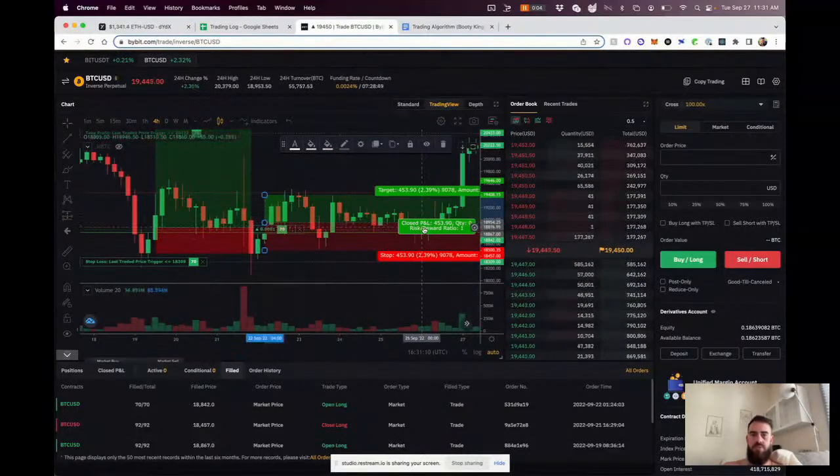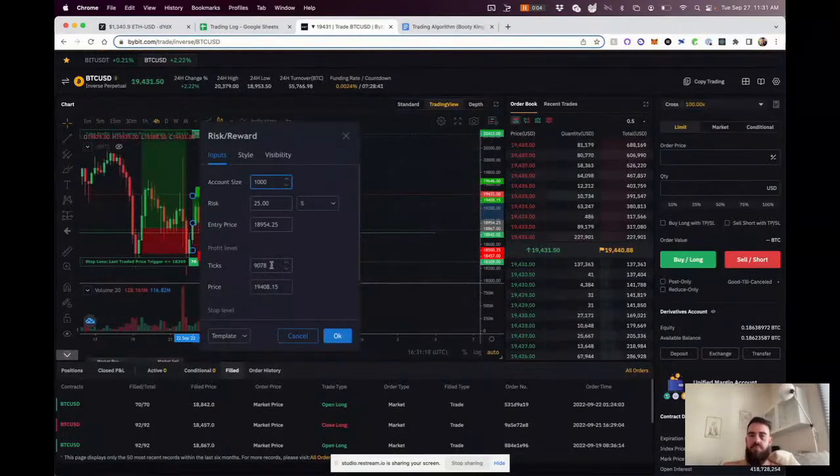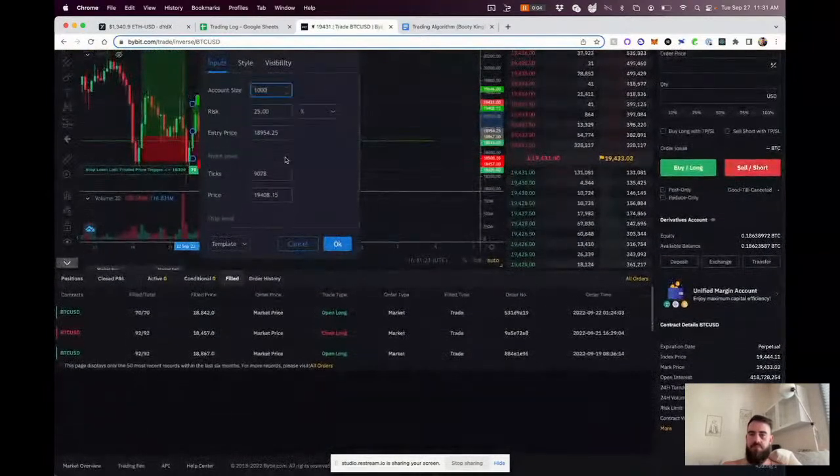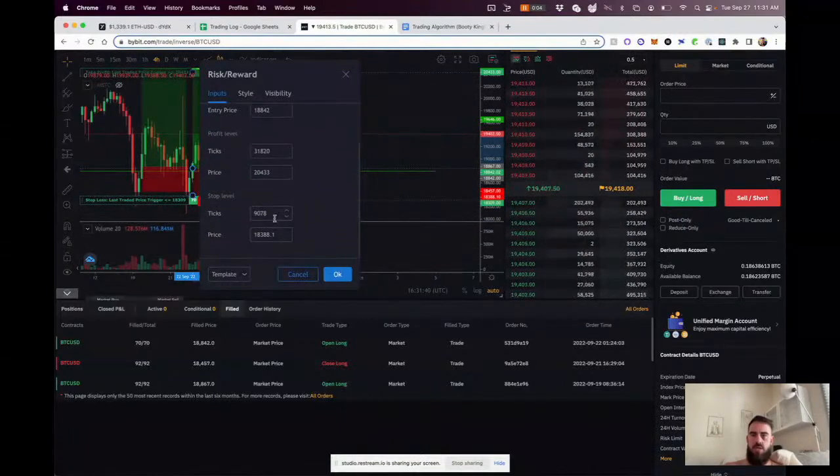So entered here, and let's put in those values. God, that's brutal. So close. So the entry was 18,842. The take profit is at 20,433. And the stop loss is down here at 18,309.